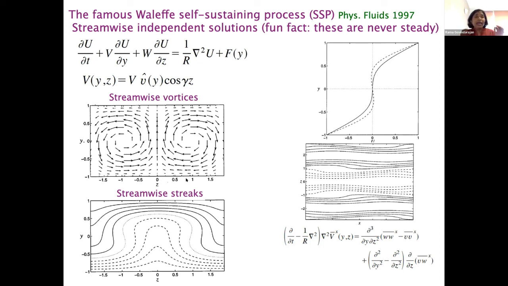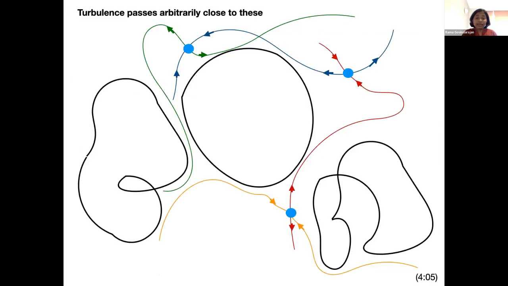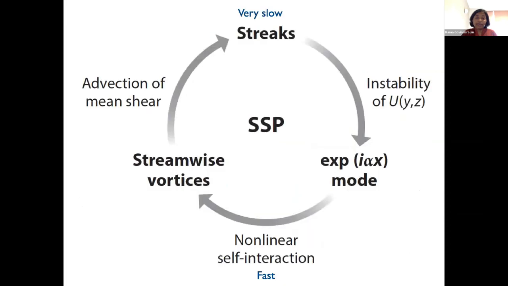So this thing has been repeatedly seen in the turbulence regime. People have seen this again and again. So this is the self-sustaining process. Streamwise vortices give rise to streamwise streaks, which go unstable because they're inflectional. And then the nonlinear interaction regenerates these things.